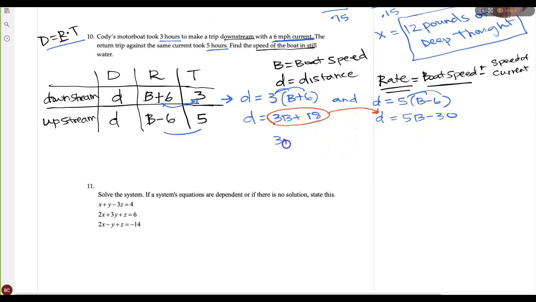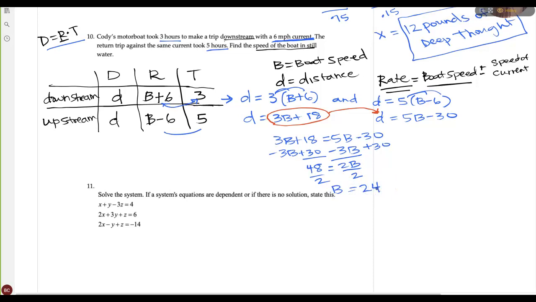So I've got 3b plus 18 equals 5b minus 30. And then I'm going to choose to subtract my b's this way, so that's going to give me 2b. And then I'm going to add my 30 over this way, which is going to give me 48, sorry. I don't know what I was doing there. Okay. And then I divide by 2. So B equals 24, right?